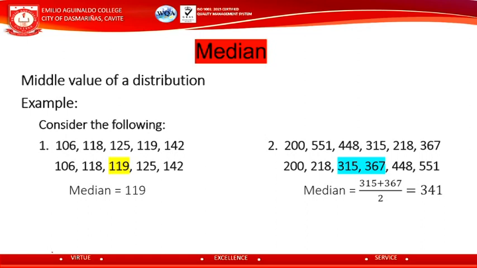So the median for the first example is 119, and then for number 2, we can see there are 2 medians, but we only need 1 median. So what we will do is we have to find the average of those medians. We have 315 plus 367 divided by 2. It will give us an answer which is equivalent to 341. And that is how we solve for the median.